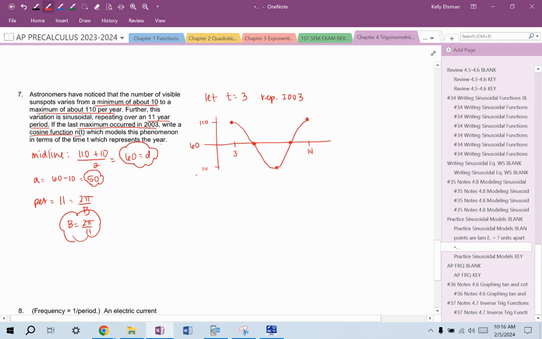Write the cosine function, call it N of t. So phase shift for cosine, I can see c is minus 3. So N of t is equal to 50 times the cosine of 2 pi over 11 times t minus 3, plus 60. It doesn't ask us to do anything with that, so that's it.